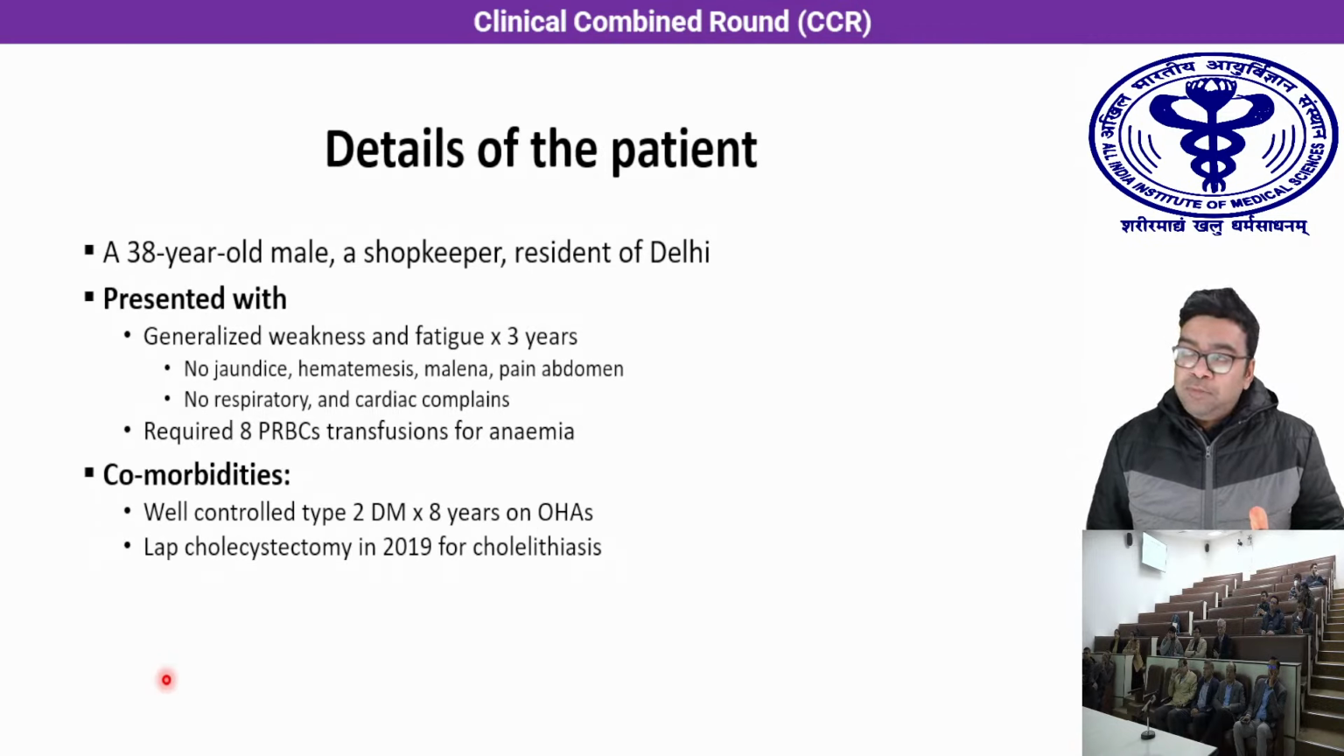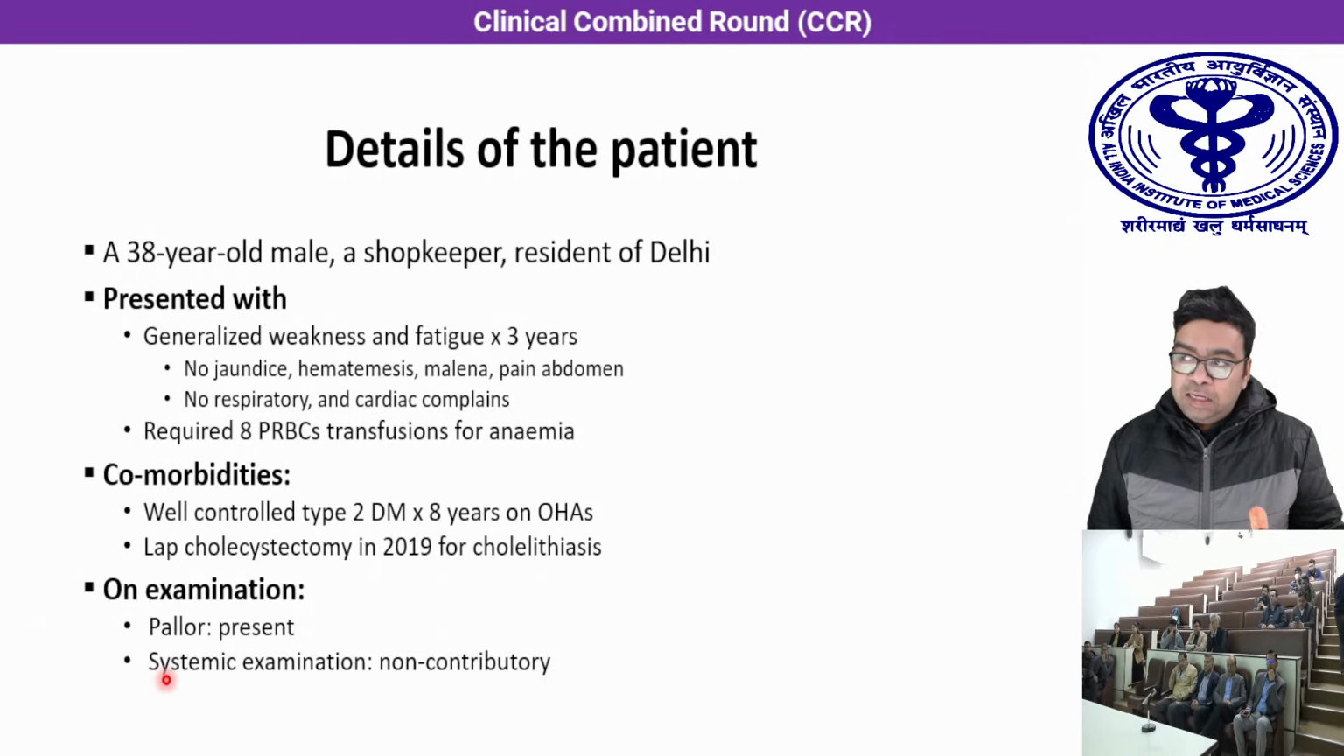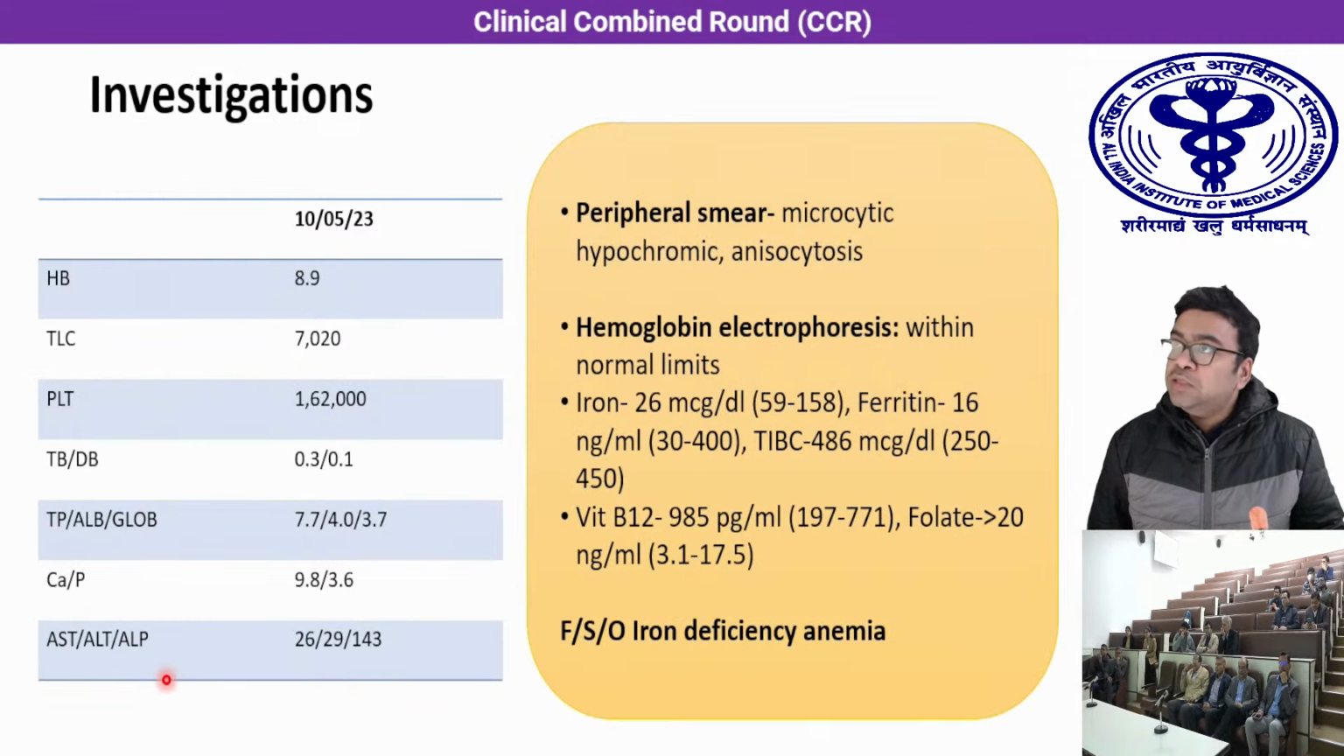On comorbidities, the patient had well-controlled diabetes, and a past history of laparoscopic cholecystectomy in 2019 for symptomatic gallstone disease. On clinical evaluation, the patient had only pallor, and other systemic examination was non-contributory. Coming to the investigations, the baseline investigation revealed anemia with a hemoglobin of 8.9, and further evaluation revealed features of iron deficiency anemia.